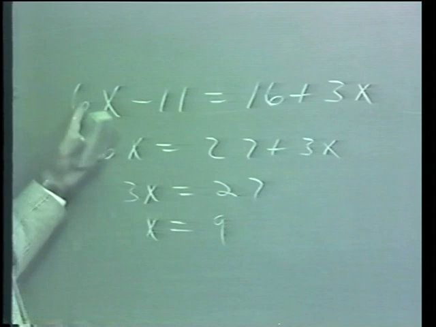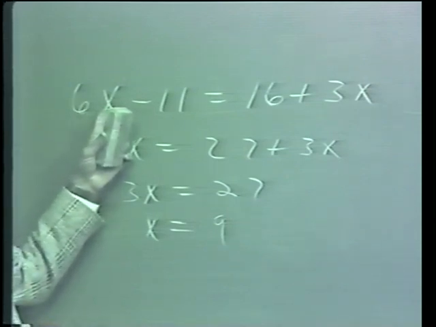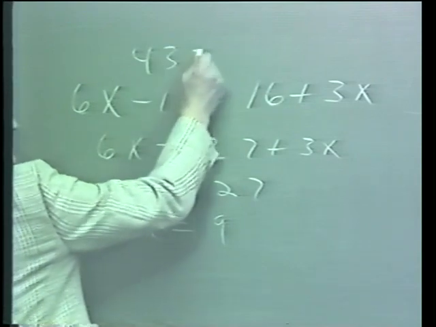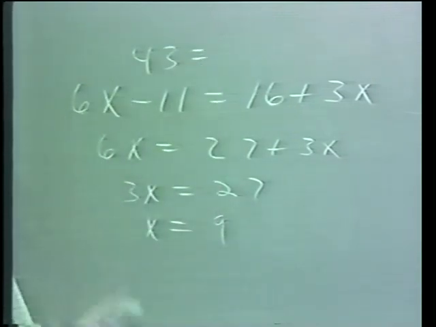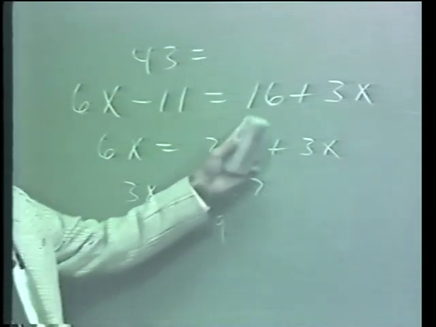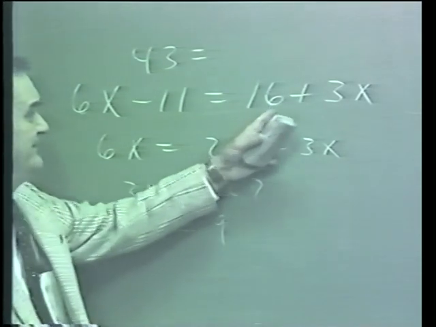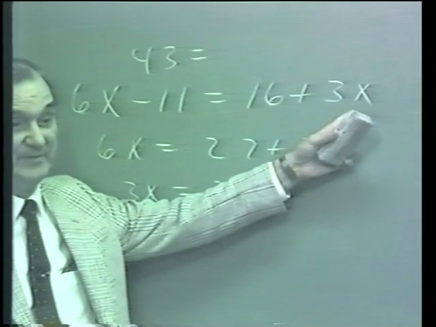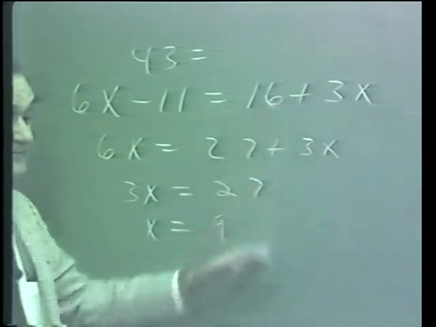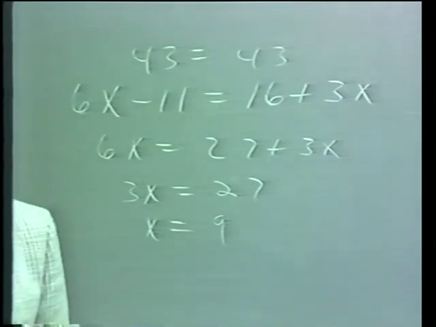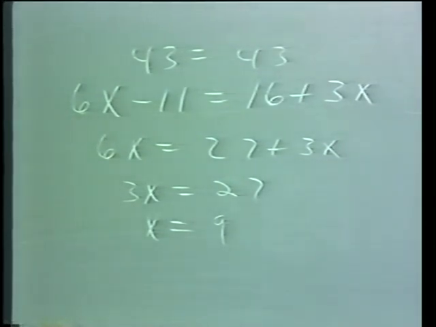Well, let's see. 6 times 9 is 54 minus 11 is 43. So the left-hand side of that equation came out to be 43. The right side better come out to be 43. We have 16 plus 3 times 9. Well, that's 27. 16 plus 27, hey, that checks. Nice and simple. Well, let's build them up a little bit more.